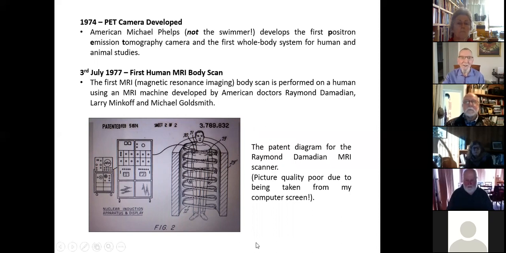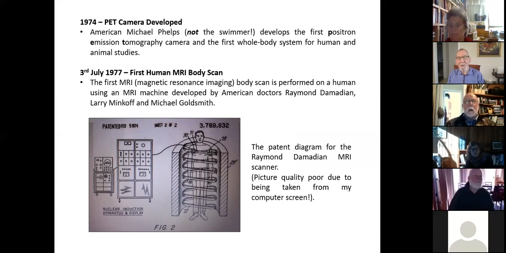Now, this is interesting, the first MRI body scan. This is the scanner, and this is the patent diagram for the scanner. There's very little other information revealed about this, which is a shame because it's darn interesting. I would like to know how on earth the patient actually got into the machine. There must have been some opening somewhere for the poor sod to get in there, and it was all done standing up. Can you imagine having an MRI scan standing up with all that noise that goes on with them now? Amazing. However, here it is, the patent diagram for the very first MRI scanner.